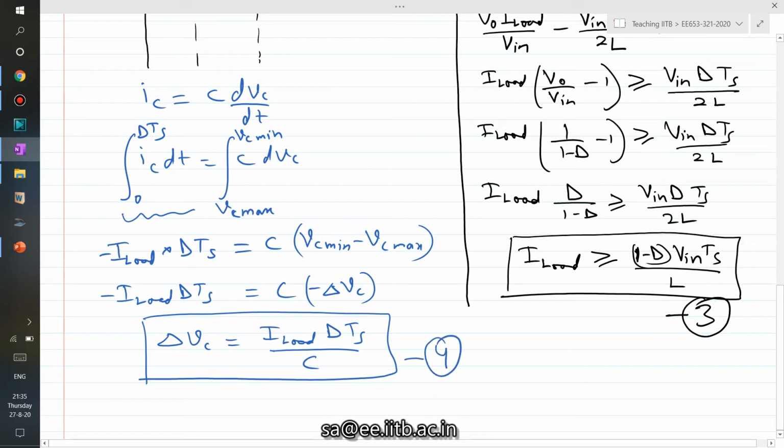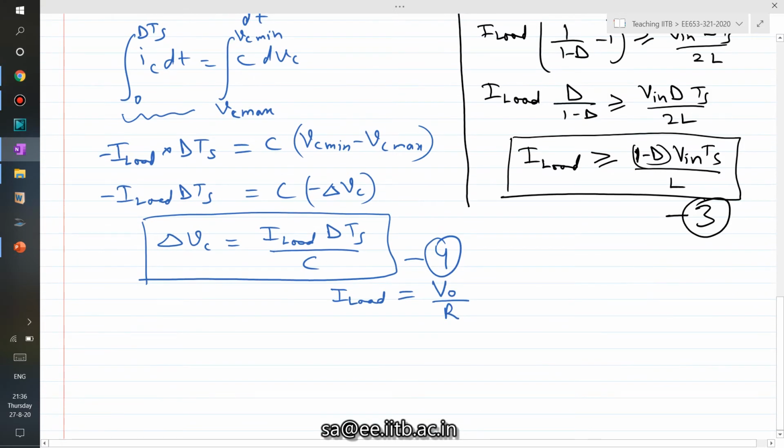You can always represent I load as equal to VO upon R, right? So you can either express in terms of output voltage and resistance also. So you would see similar observations that as Fs increases, Ts reduces, delta Vc also reduces. Similarly, as capacitance increases, delta Vc also reduces, right? So similar observations to what we have been getting till now.